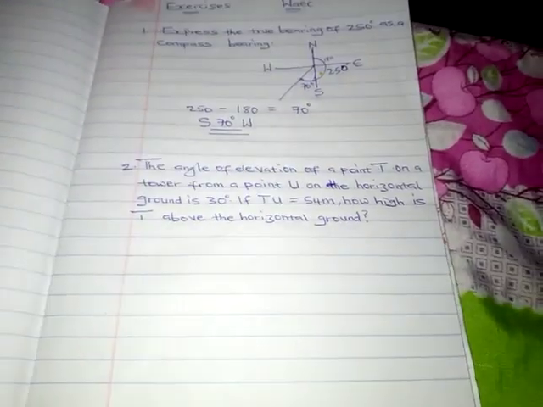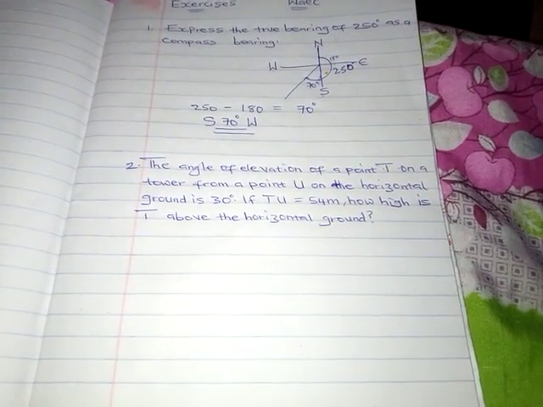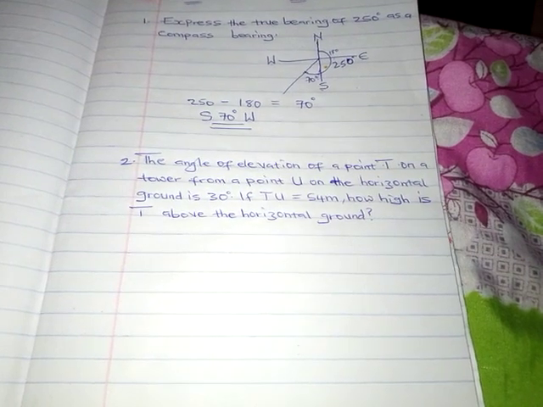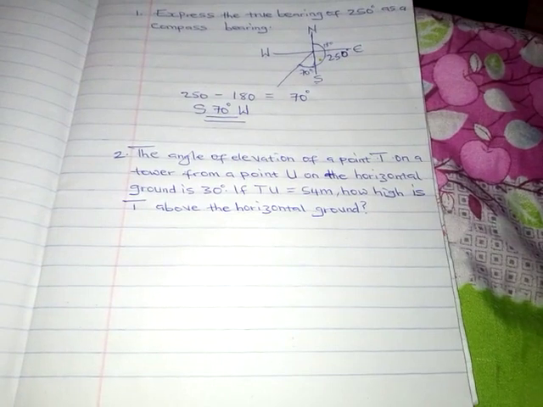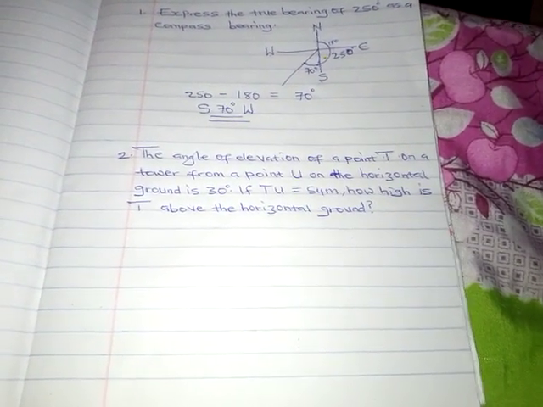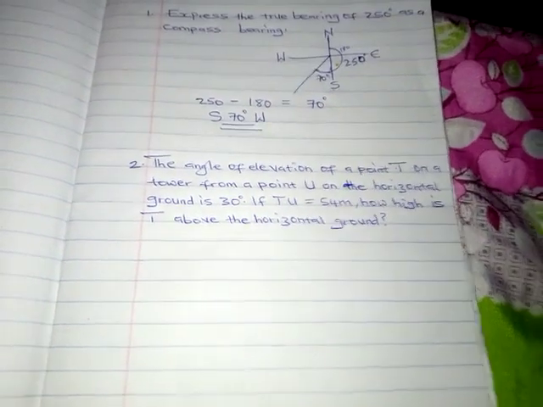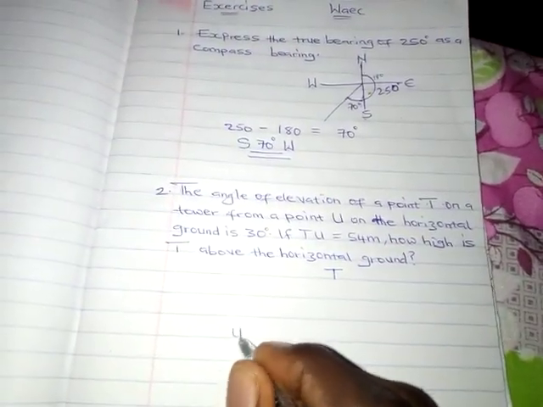Then quickly we are going to the next question, which says the angle of elevation of a point T on a tower from a point U on the horizontal ground is 30 degrees. If TU is 54 meters, how high is T above the horizontal ground? So we are going to represent that. So let's say we have a point here called T, and we have another point here called U.